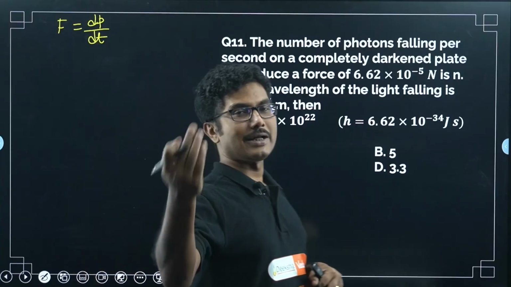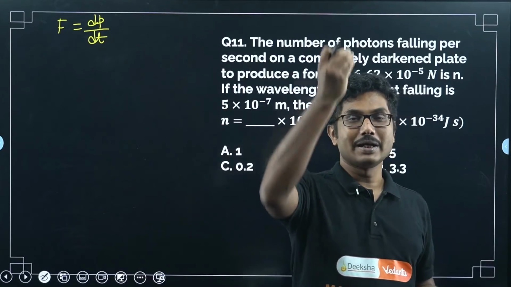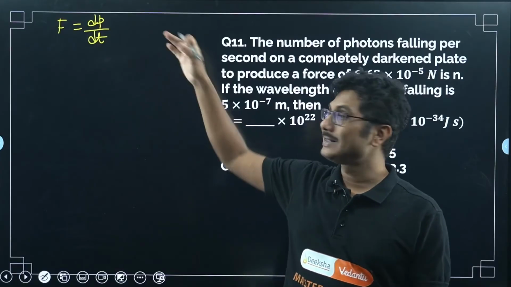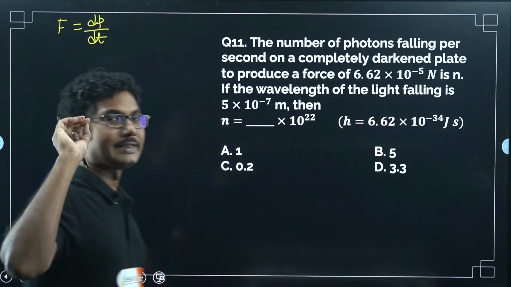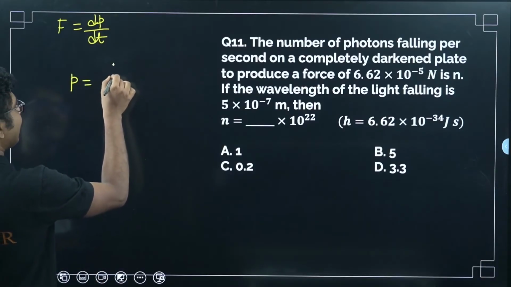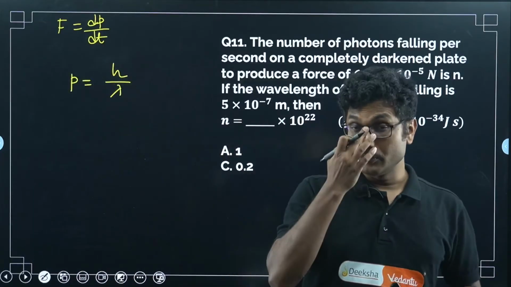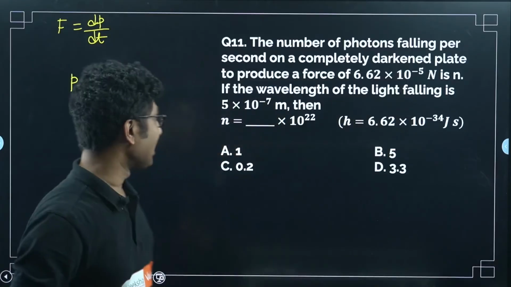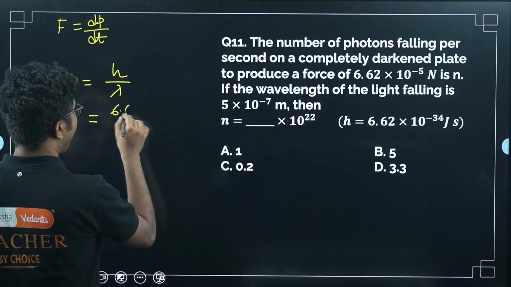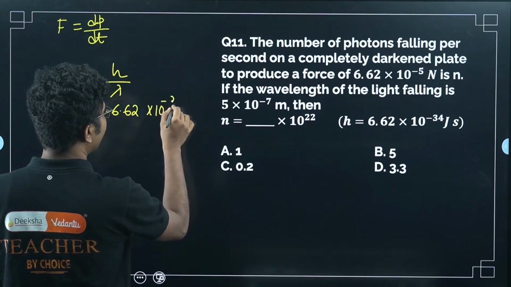Per second, as I already said, per second means dt term is already taken care of, and if the entire photon is being absorbed by the darkened surface, then entire momentum is dp. So rate of change of momentum itself is p. So what is p? P is nothing but h by lambda, right? So momentum of a photon is given by h by lambda. So it is 6.62 times 10 to the power of minus 34.